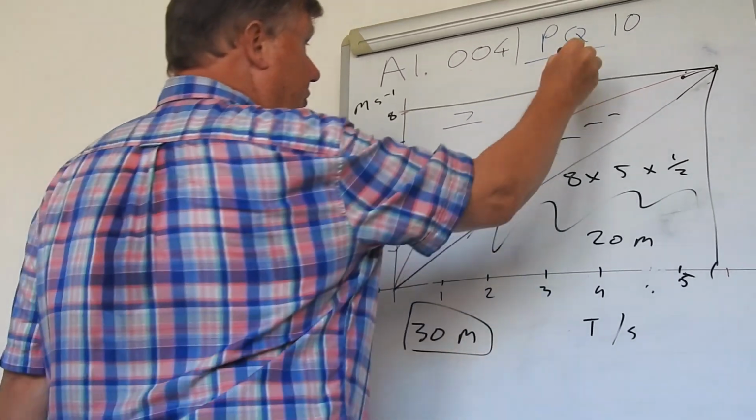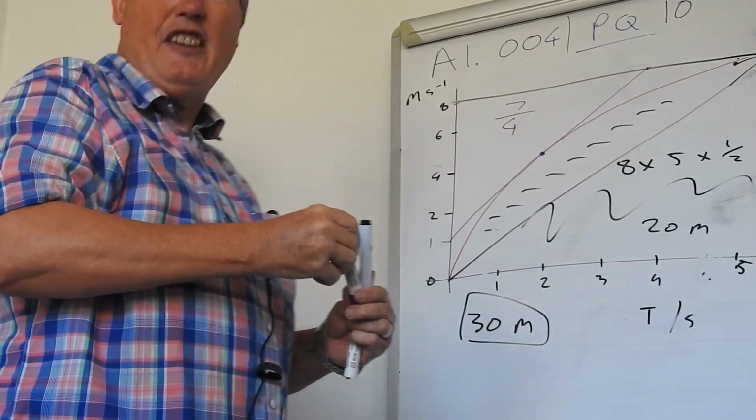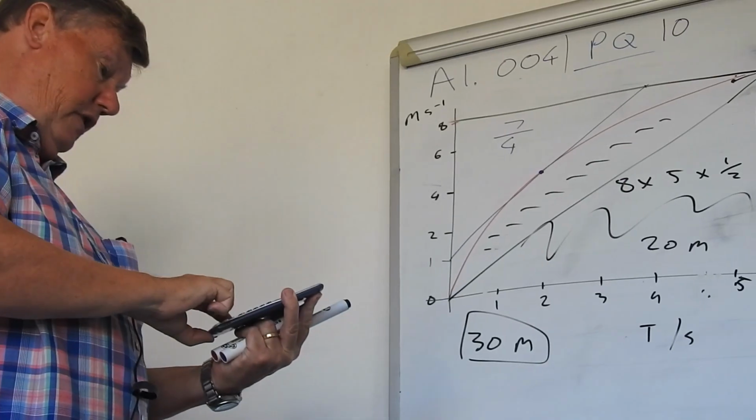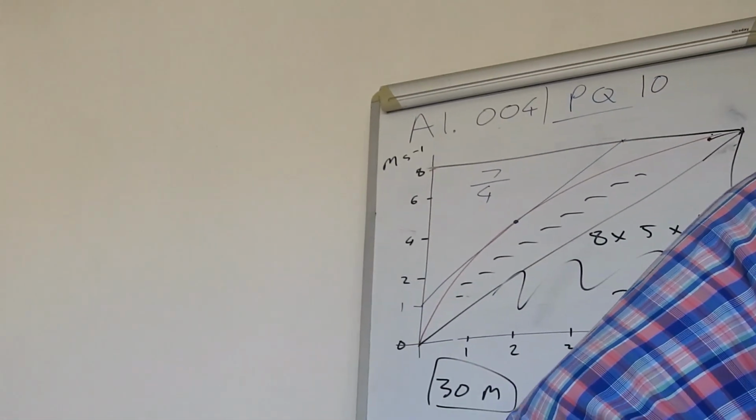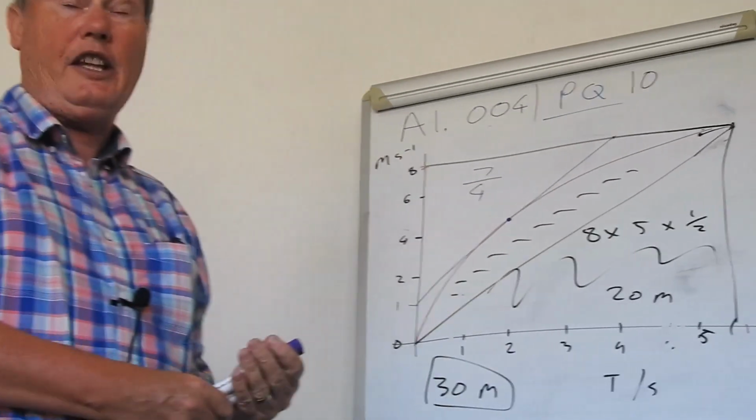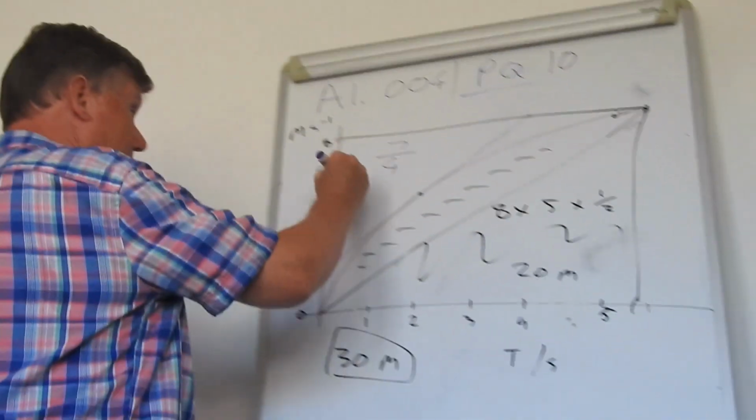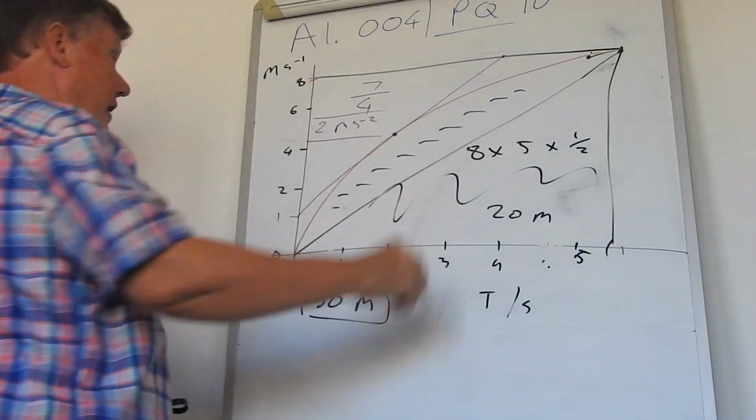That's 0. Yeah, that's about 4. Something like 7 over 4. 7 divided by 4, which is about 1 3/4. And their choices are 1, 2, 3 and 6. So the one that's closest would be 2 metres per second per second. 2 ms to the minus 2.